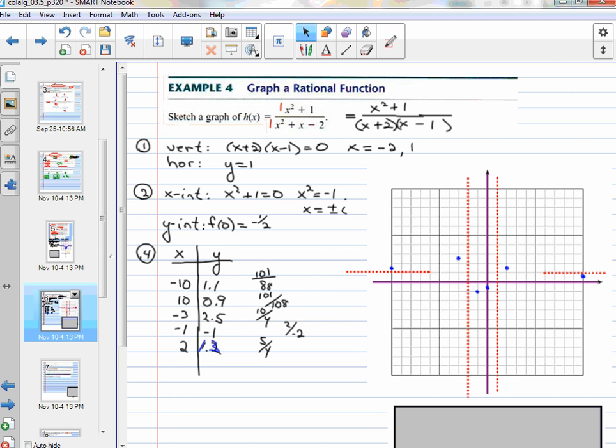Now let's use some ideas. I appear to be above this asymptote, and when I come over here, I'm heading up. I bet I'm heading to positive infinity there. And that -2 was an odd power, so I know on the other side it's going to be heading down. It's going to go through those points.